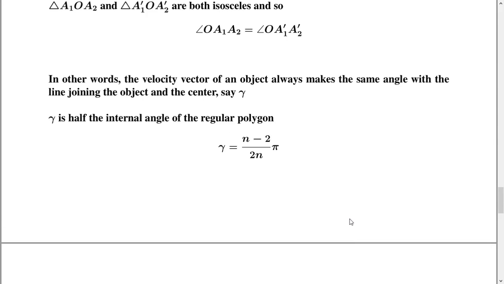So these are two different ways of solving the same problem. In the first, we used the velocity of approach of two adjacent objects, and in the second, we used the velocity of approach between an object and the center.